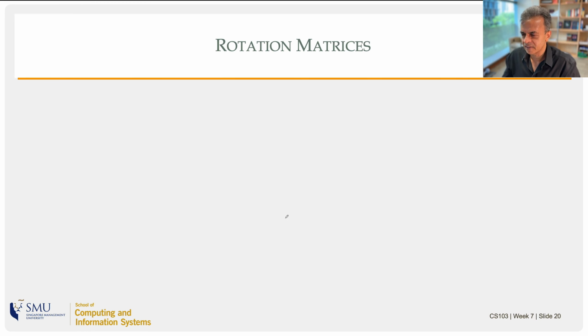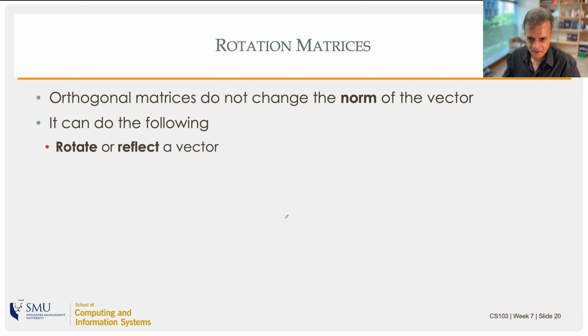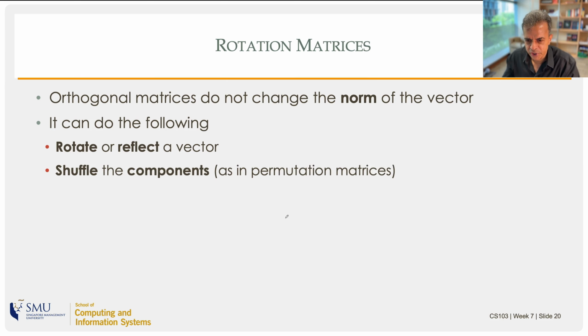Rotation matrices are interesting for many reasons. We saw that orthogonal matrices don't change the norm of the vector that they are transforming. What does that mean? It means that all it can do is rotate a vector or reflect a vector, or shuffle the elements, so that will not change the norm either. So permutation matrices are orthogonal matrices or rotation matrices. So that's an interesting class of matrices. Let's take a look at one of them.